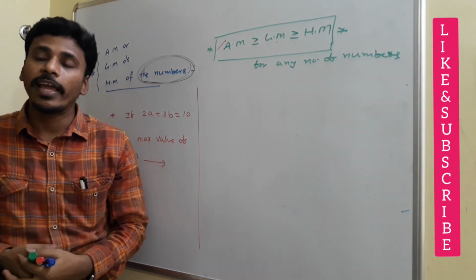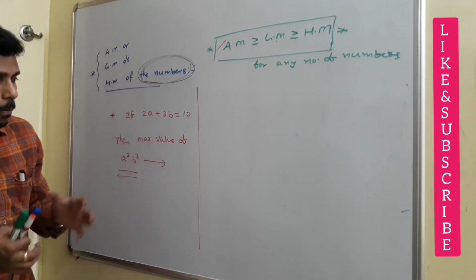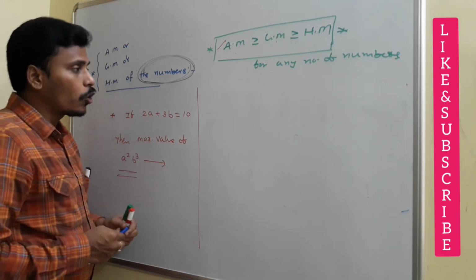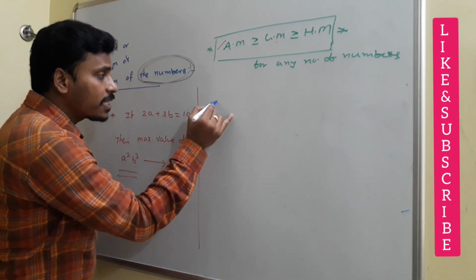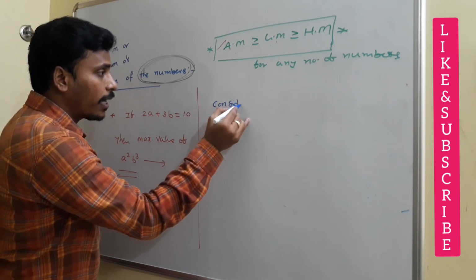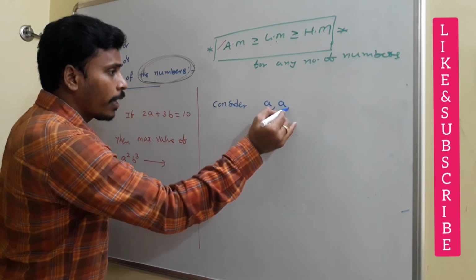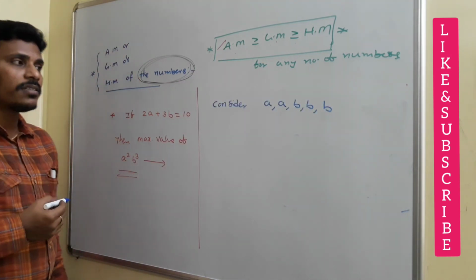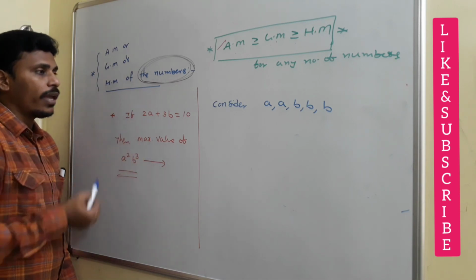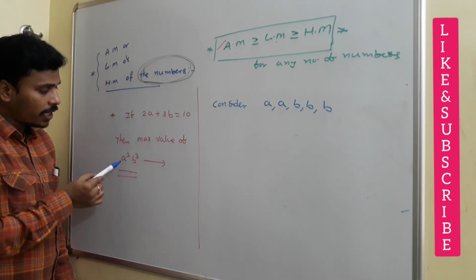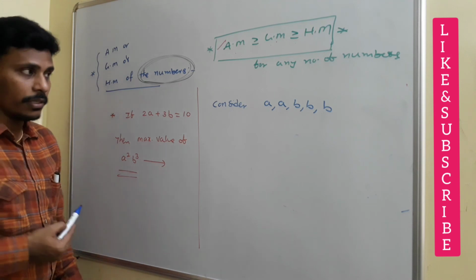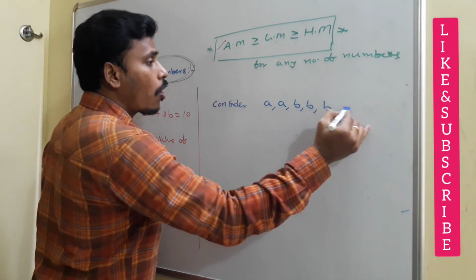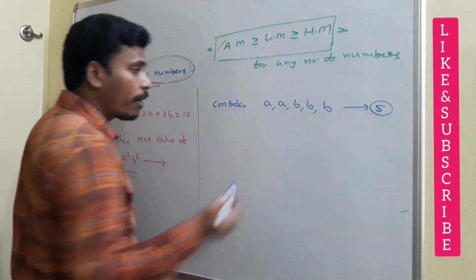Now, how to apply AM greater than or equal to GM? There are many cases in the application of AM greater than or equal to GM, but here what we need to do is consider the numbers like this: a, a, b, b, b. Why do I consider these numbers? Because here we have 2 a's and 3 b's, and you need to apply AM greater than or equal to GM for all these 5 numbers. How many numbers are there?